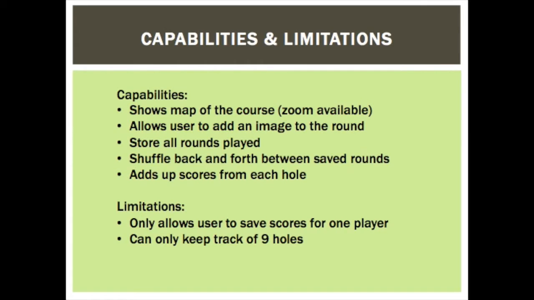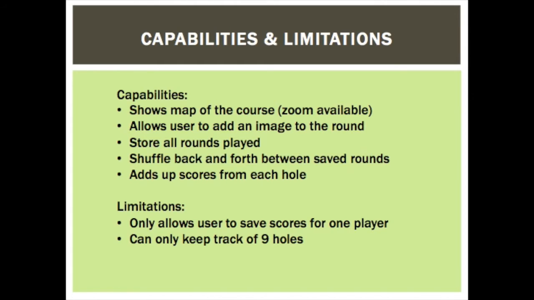iScore is capable of using the map kit and image picker. Each round is stored within core data, which includes the round name and image as well as the final score. The application is capable of shuffling back and forth using the previous and next buttons to view past saved rounds. The application is also capable of adding the value of each hole to get the final total score.